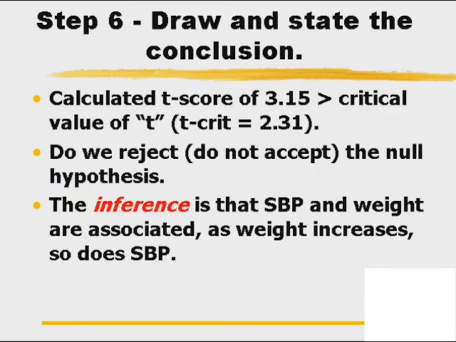So our conclusion is that the t-score of 3.15 is greater than the critical value of t of 2.31. So we reject the null hypothesis, and the inference is that systolic blood pressure and weight are associated, so that as weight increases, so does the systolic blood pressure.